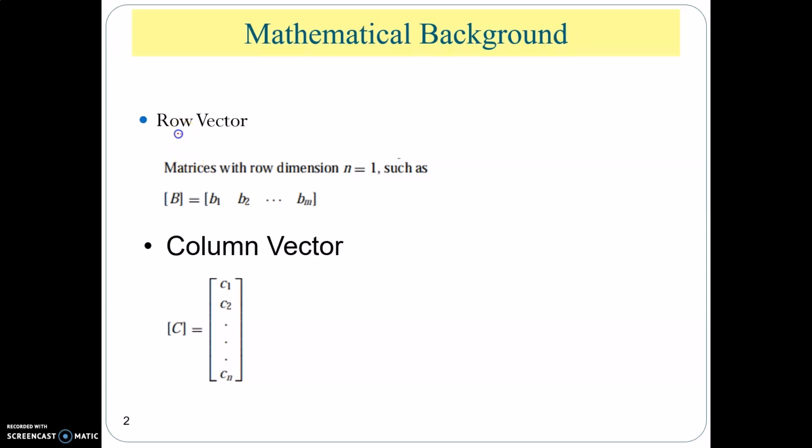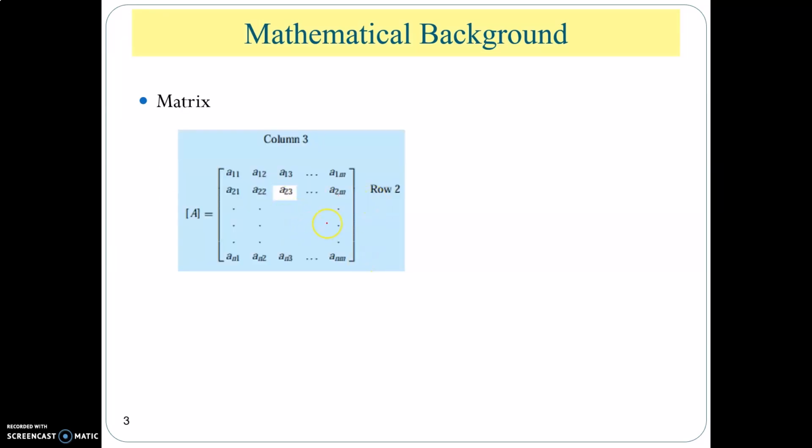First of all, we have a row vector, where you can see the vector can be written in this format. And then we have a column vector, and the vector can be written in this format. So you can see that the size for the row vector is 1 times n, and the size for the column vector is n multiplied with 1. This is the format for the matrix, and you can see that the size is n multiplied by m, where you have n rows multiplied with m columns.